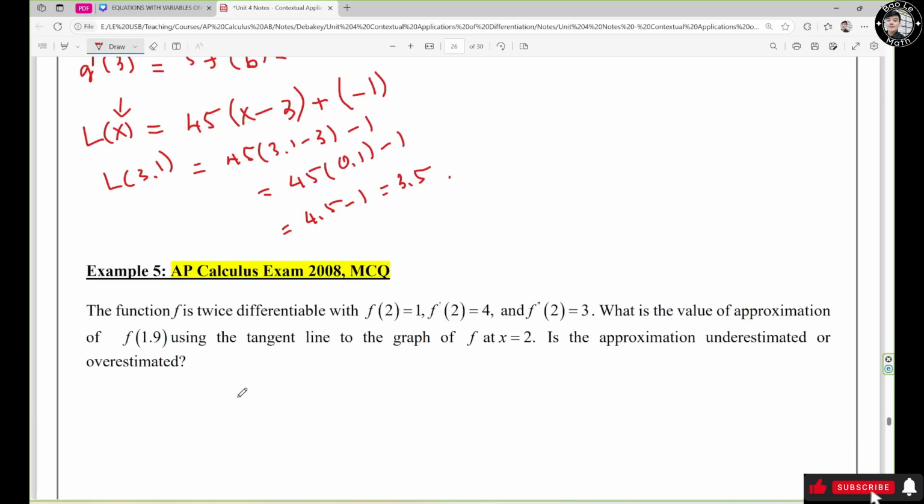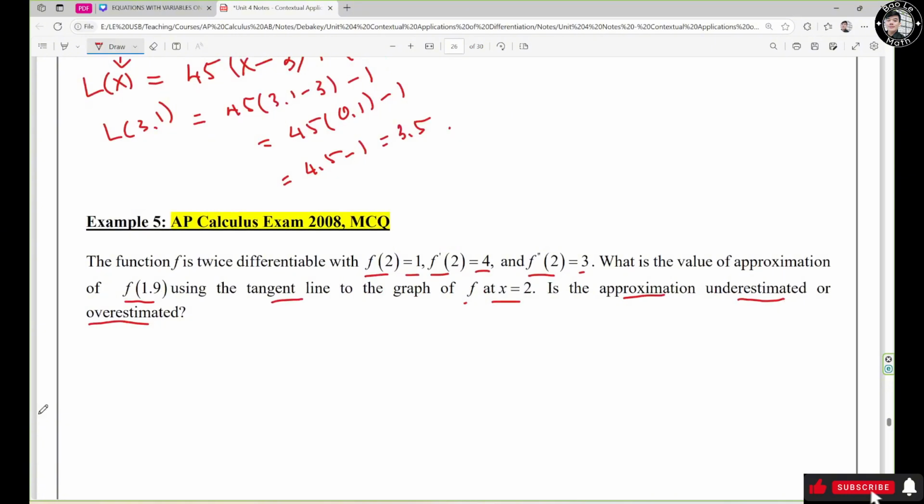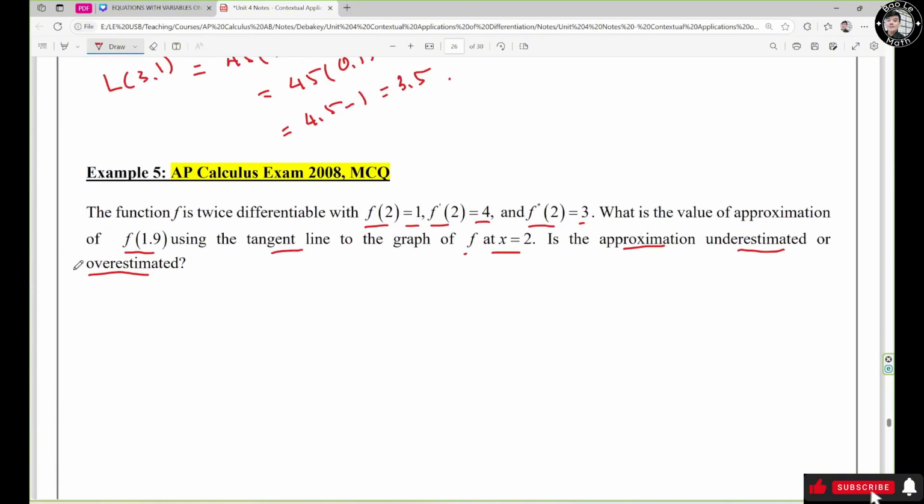Now let's move on to the last example, AB calculus exam 2008, multiple choice question. The function f is twice differentiable with f of 2 equals 1, f prime of 2 equals 4, and f double prime of 2 equals 3. What is the value of the approximation of f of 1.9 using the tangent line to the graph of f at s equals 2? Is the approximation underestimated or overestimated? Alright, so we need to find the equation of the tangent line first. And we have the equation y minus y1 equals m times s minus s1. Now I need to find the slope first. The slope is given right here, 4.